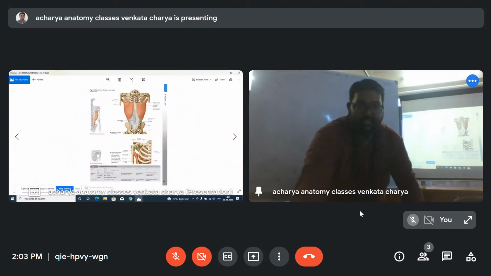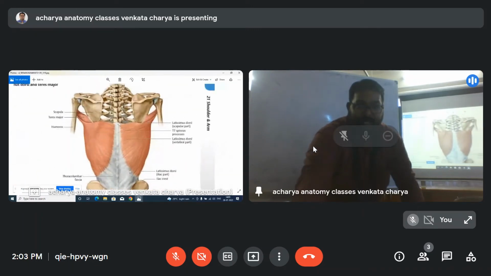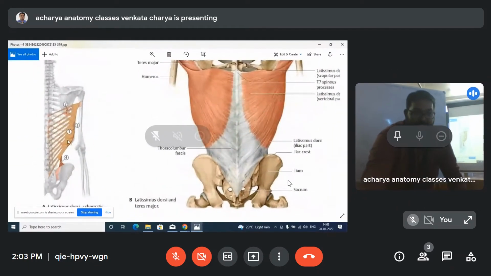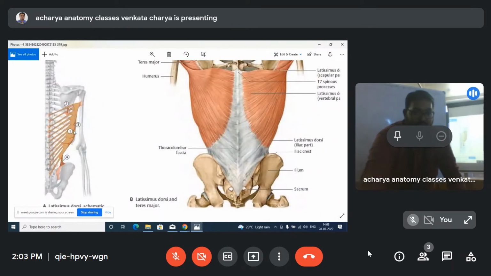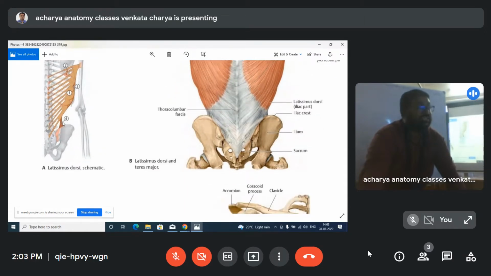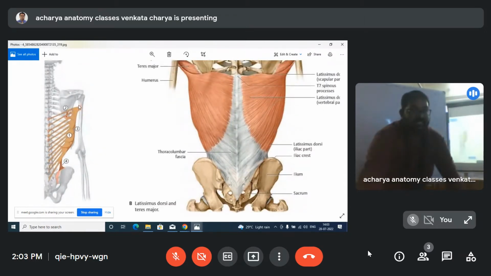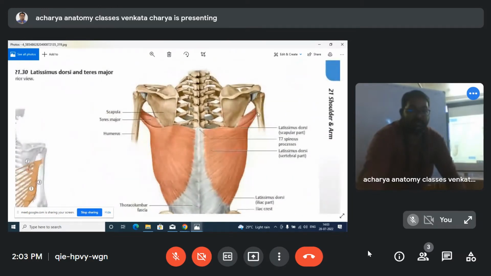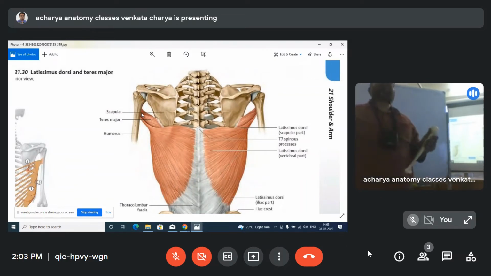See here, this one is the latissimus dorsi. See here, 1, 2, 3, 4 points. Number one, it originates from the ribs, the inferior angle of the scapula, the thoracolumbar fascia, and also the iliac crest. Then finally it runs upwards in a twisted manner, and is finally inserted into the floor of the intertubercular sulcus of the humerus.